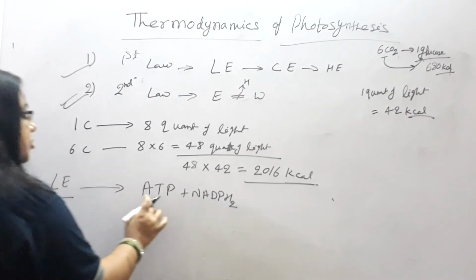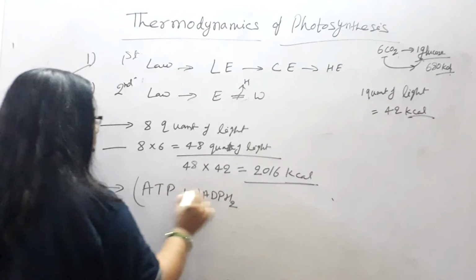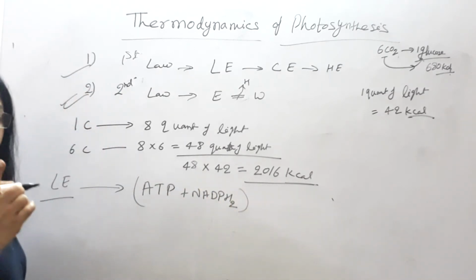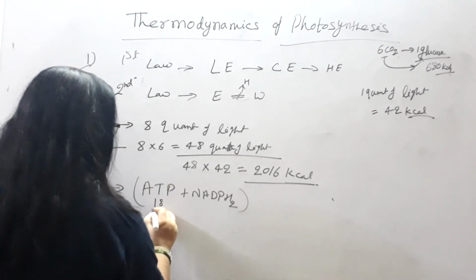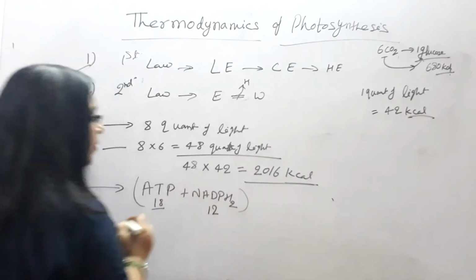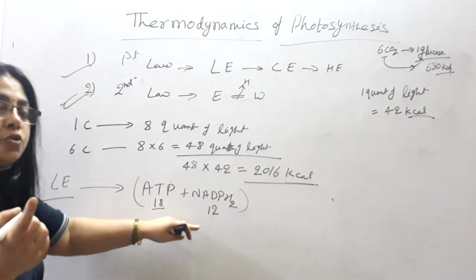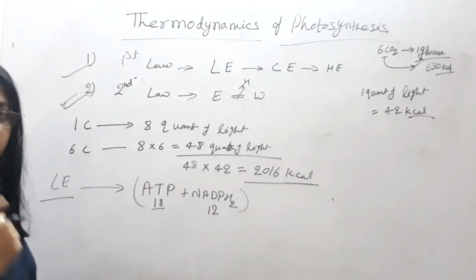molecules is converted into assimilatory power. Combined, both of them are known as assimilatory power. In the light reaction, 18 molecules of ATP and 12 molecules of NADPH2 form. And in the dark reaction, by using these two molecules, CO2 is converted into glucose molecules.